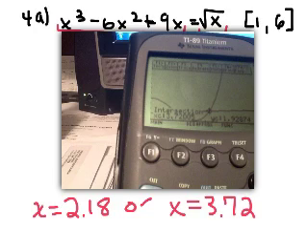Now remember, you don't use the y coordinate at all. We're only finding the values of x that cause the y values to equal. These are the x values that make this left side and this right side equal. So that's it. Okay, so our last one is a word problem, and this is test level.